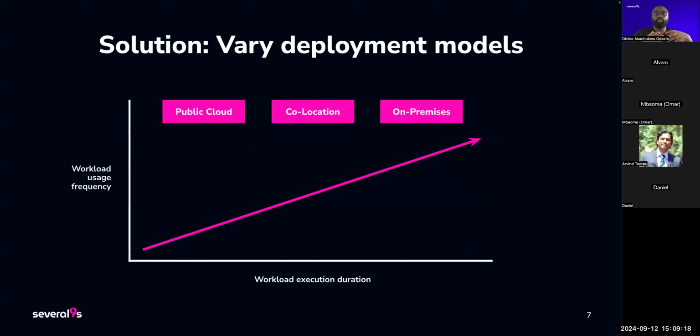Because if you say you want to be fully on-prem, no organization can be fully on-prem. Hence, we talk about using all the possible deployment models, whether it be co-location, using public cloud, or deploying on-prem. And this graph makes that case.